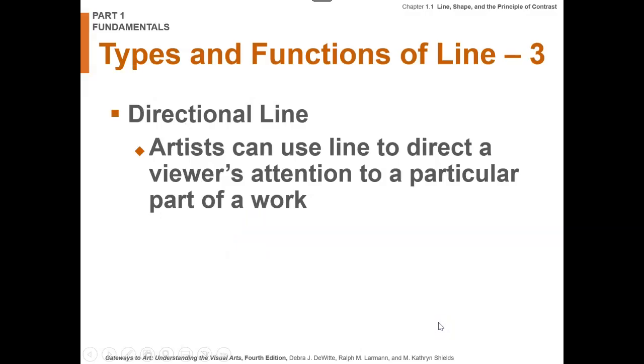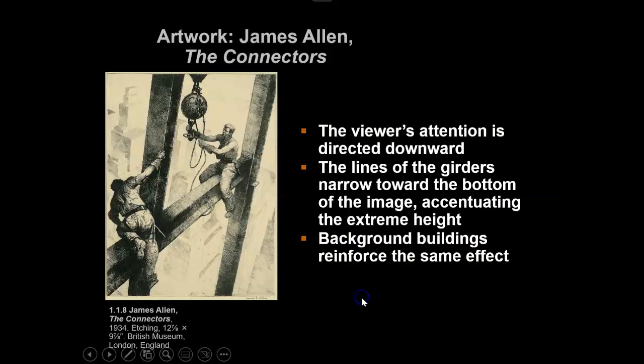The other type of line that we'll talk about is directional line. With directional line, artists use that line to direct your attention to a particular part of the work. So, for example, if we were looking at this piece right here, they are on a high rise. This is James Allen, The Connectors. If you look at this, your eye starts up here, but then these beams go down and create that illusion because you're starting to look down, right?